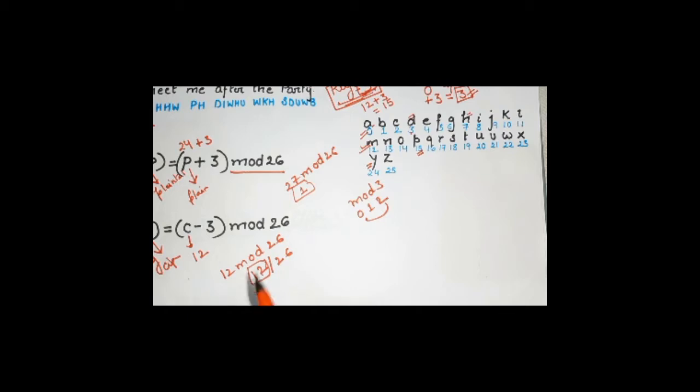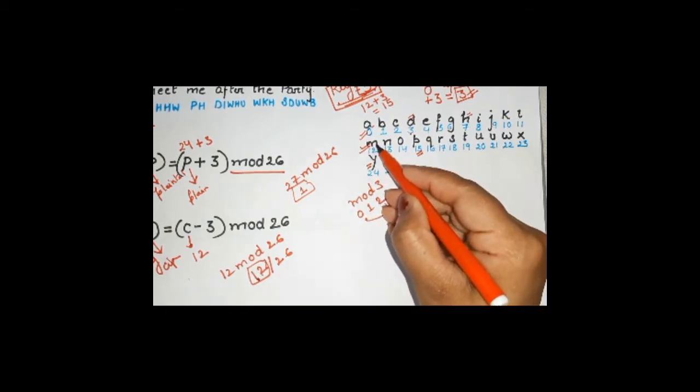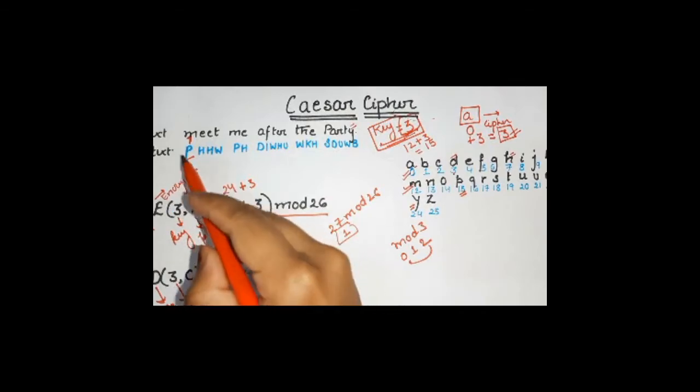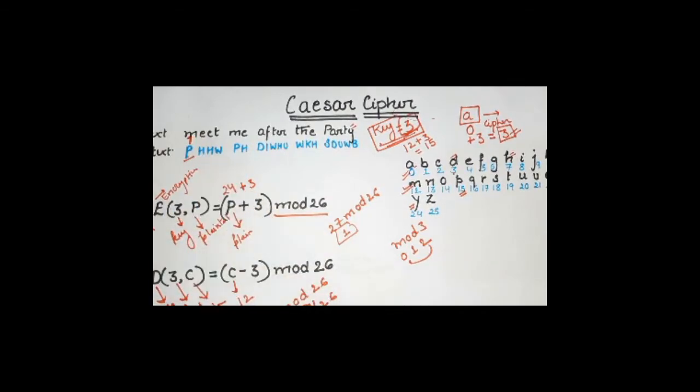So please find out the alphabetical value against the value 12, which is M. Therefore, P is going to have the plain text as M.